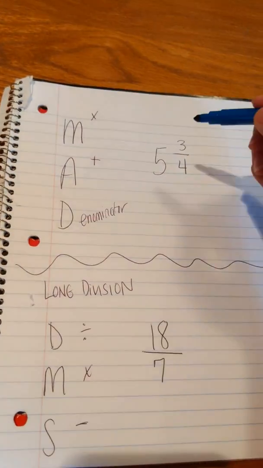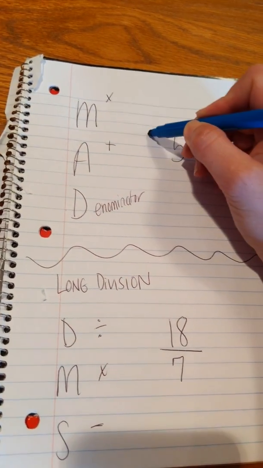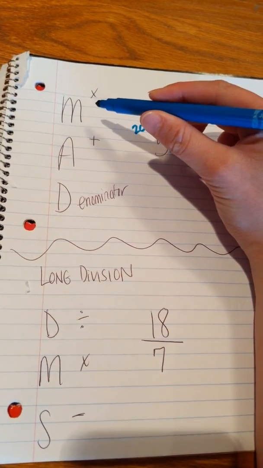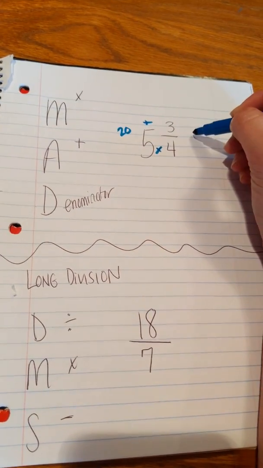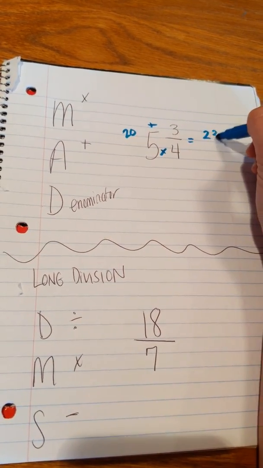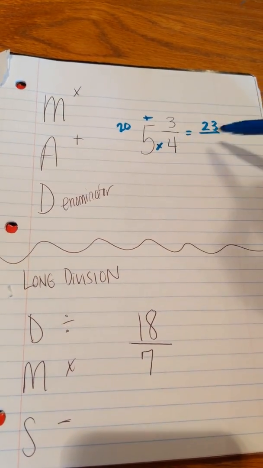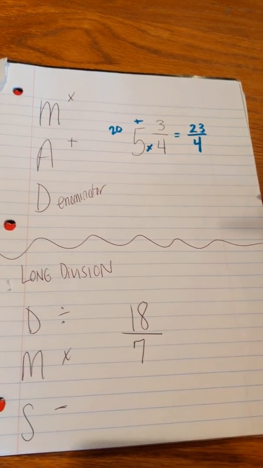So first, just a reminder, you're going to take 4 times 5. You're going to make sure you're writing that correct product off to the side. 4 times 5 is 20. There's that multiplication step. Then you're going to add that 20 plus 3, which is 23. That's your new numerator for your fraction. And then just keep that same denominator, bring that 4 right over. So 5 3/4 equals 23/4.